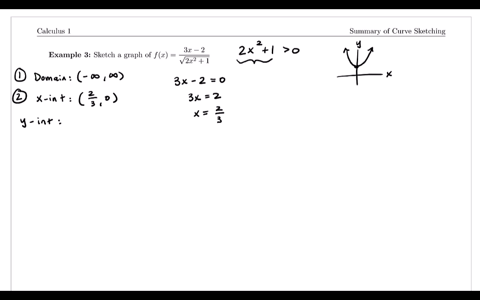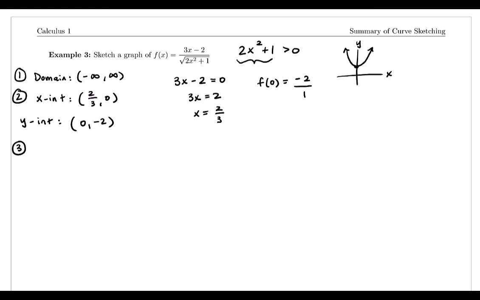That means that I just need to evaluate f of 0. And in my denominator, let's see, that's going to be just 1 in the denominator. And then in the numerator, I'm going to have -2. So my y-intercept is (0, -2).